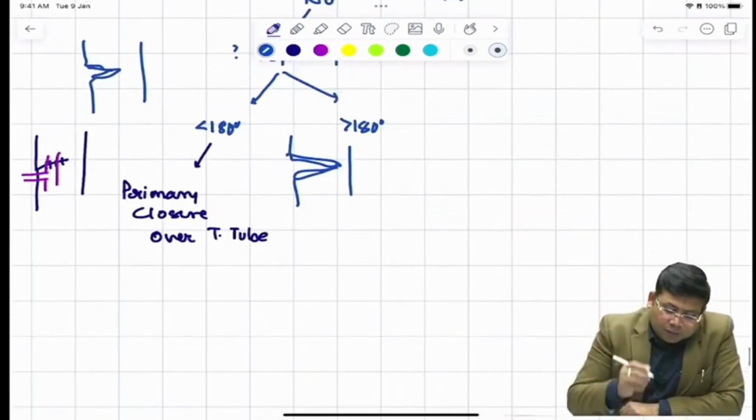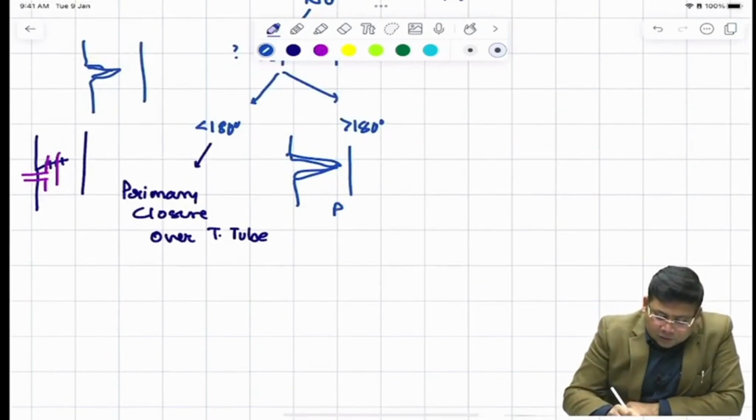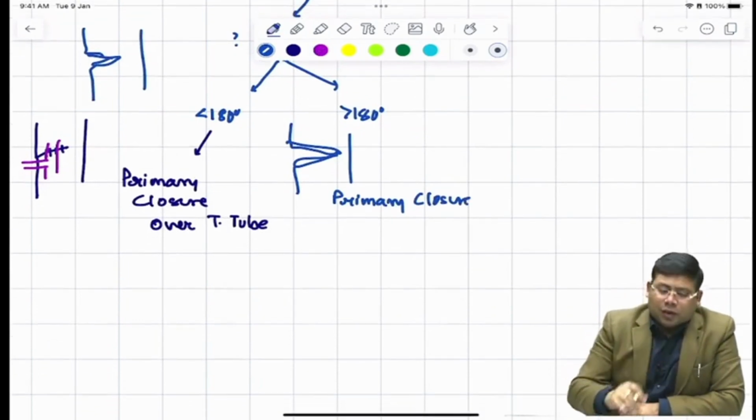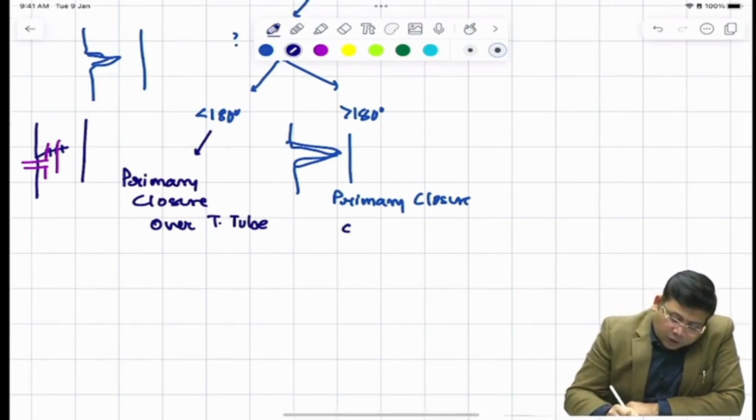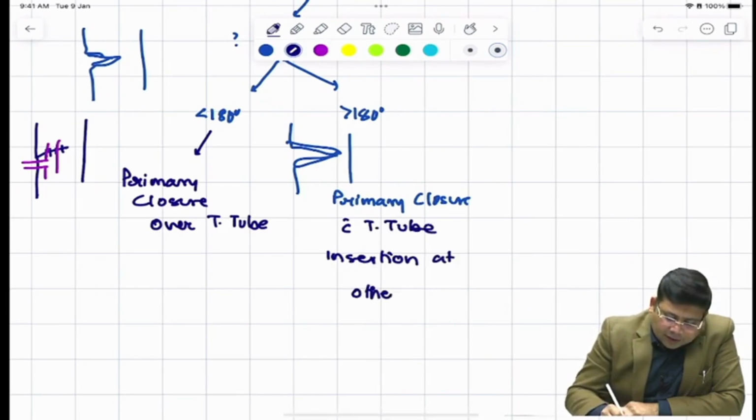Next is, if it is more than 180 degrees, yes, you will have to go for primary closure. But since this defect is too big, it will not be able to hold the T-tube. So you will have to insert the T-tube either proximal or distal to the injury. So primary closure with T-tube insertion at another site. This is what is very important.